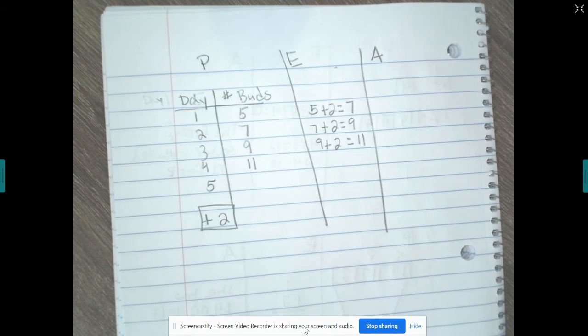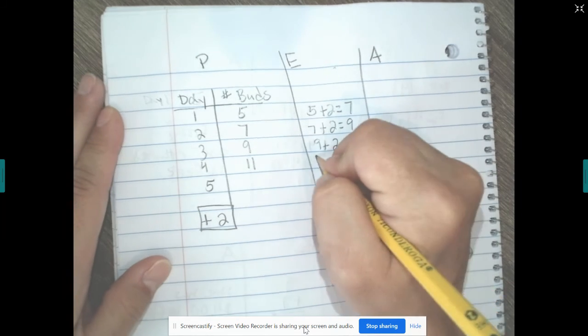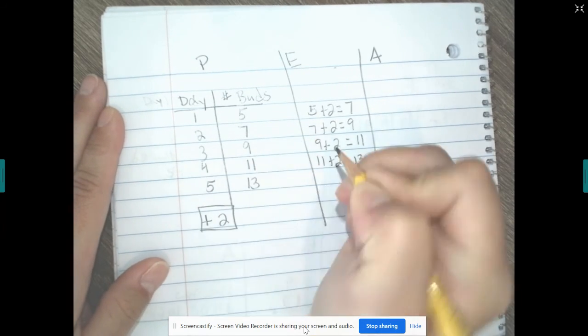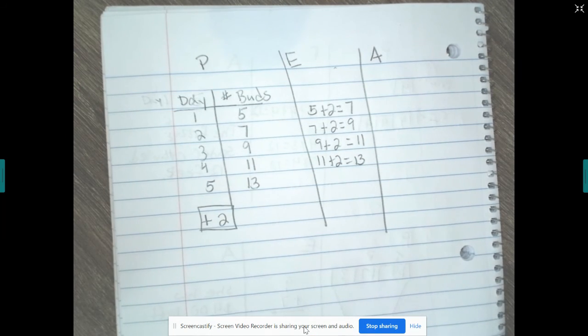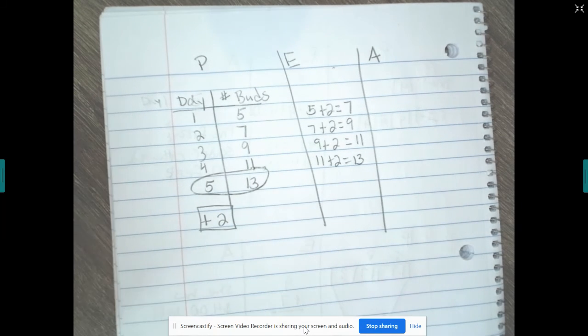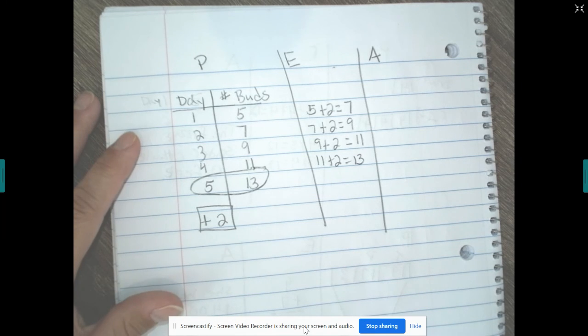All right, I'm finally on day 5, and that's what I want to know is how many buds will there be on day 5? So on day 4, there are 11 buds, but for day 5, I need to add 2 more. So 11 plus 2 is 13. So on day 5, there are 13 buds. That's my answer.